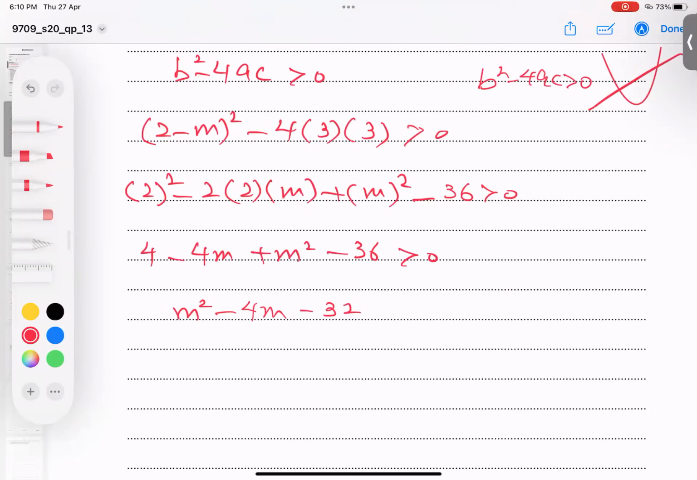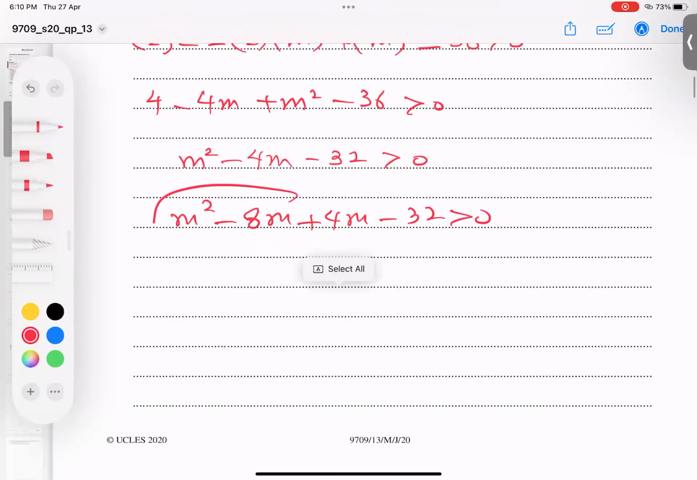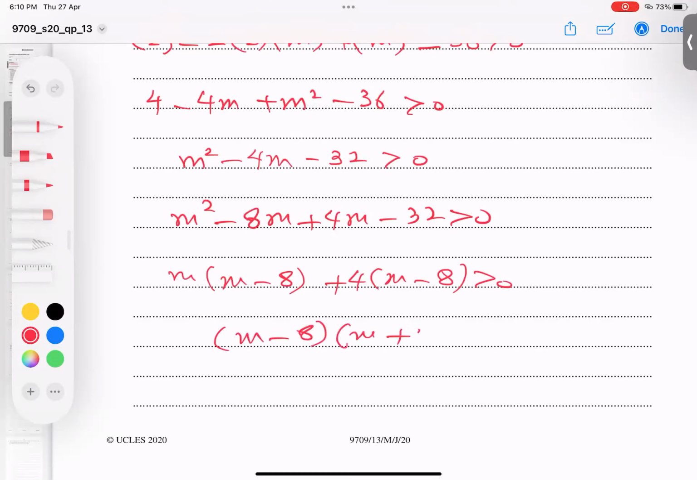Afterwards, what is the next thing? Here I will apply factorization or the quadratic formula. For the 32 we have 8 and 4, so negative 8m and plus 4m. Afterwards from here what is common? m common, m minus 8, and from here 4 common, m minus 8. So I get m minus 8 and m plus 4.